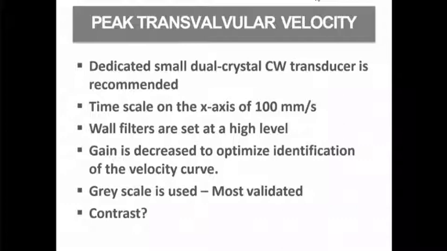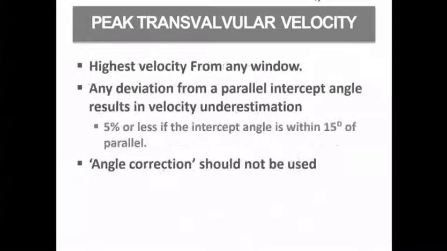The time scale on the x-axis is 100 mm per second. Wall filters are set to a high level. Gain is decreased to optimize identification of the velocity curve. Gray scale is used, and contrast can also be used if needed. The highest velocity from any window is what gives the highest gradient.